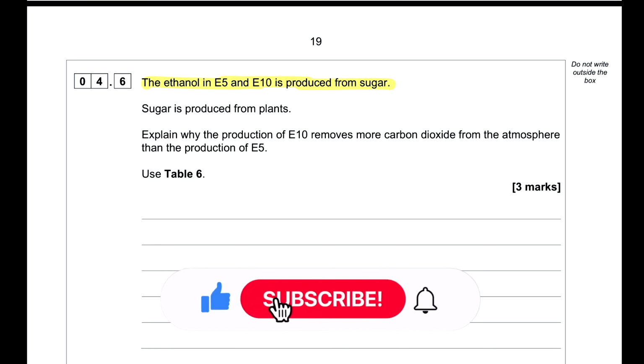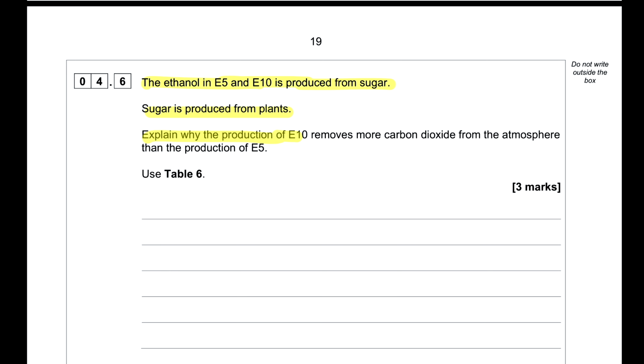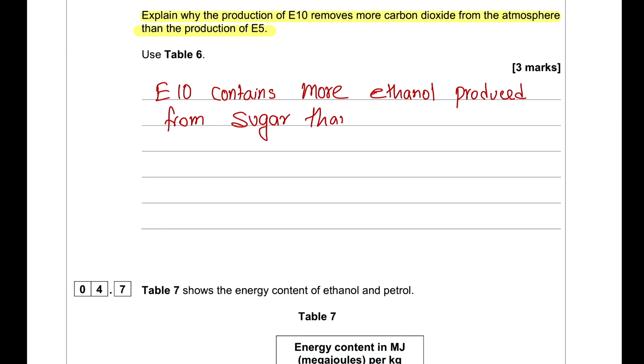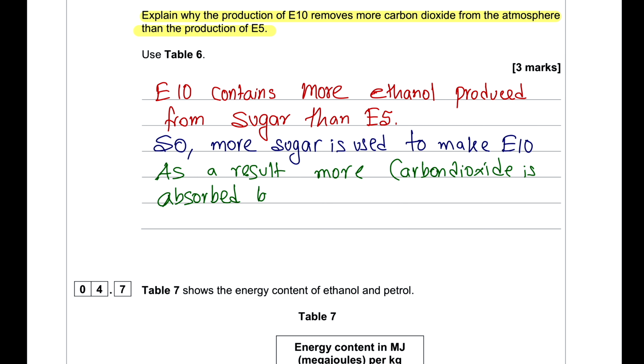The ethanol in E5 and E10 is produced from sugar. Sugar is produced from plants. Explain why the production of E10 removes more carbon dioxide from the atmosphere than the production of E5. E10 contains more ethanol than E5, and ethanol is produced from sugar. So more sugar is used in the production of E10, so more carbon dioxide is absorbed by the plants when growing and making the sugar.